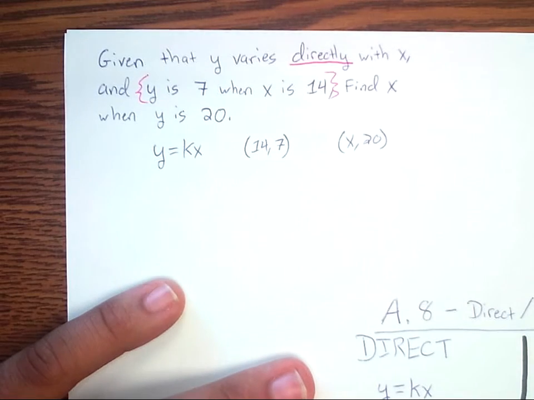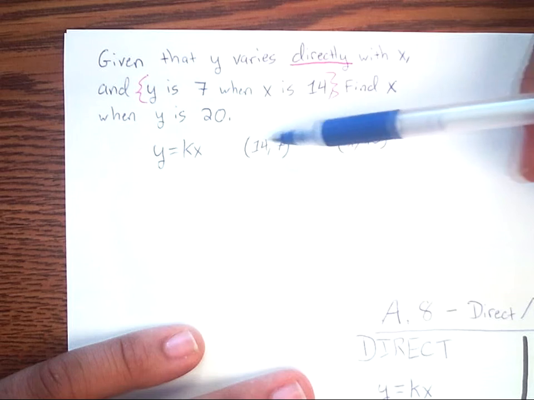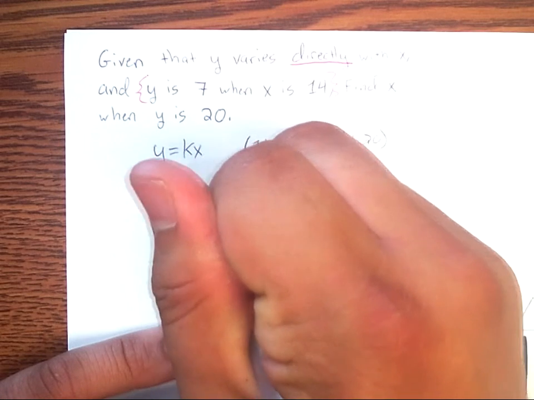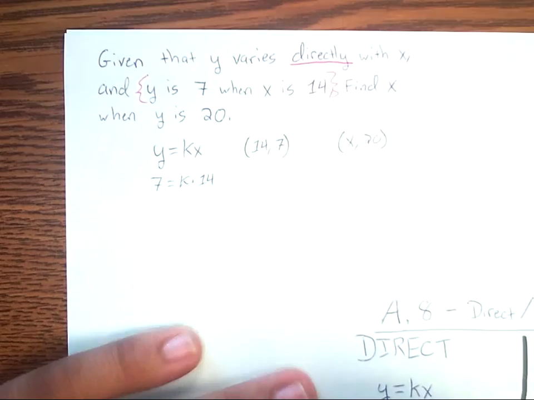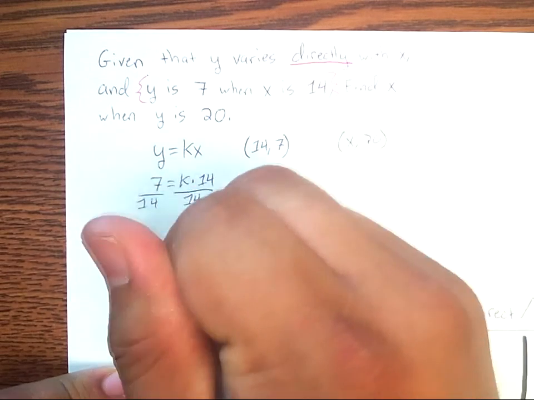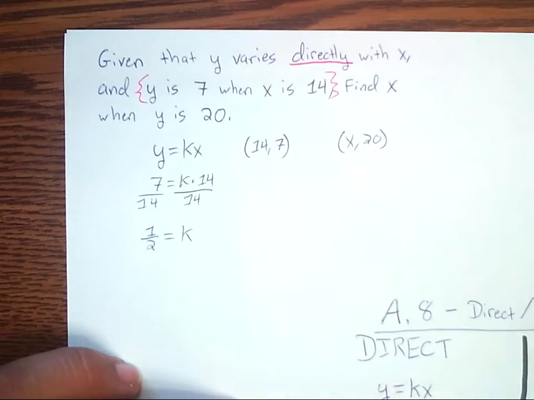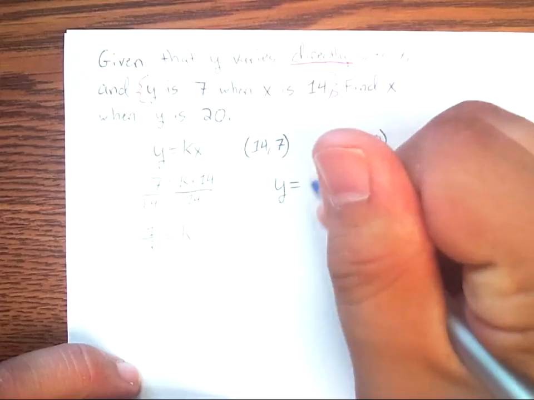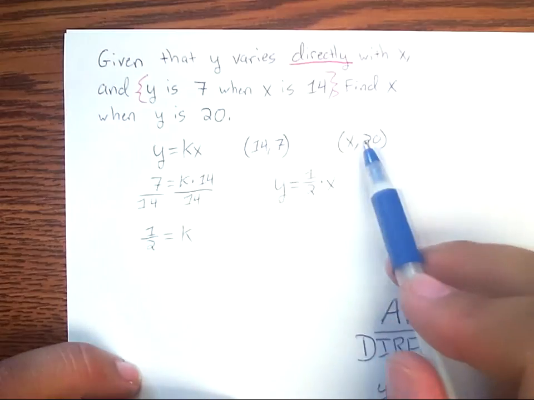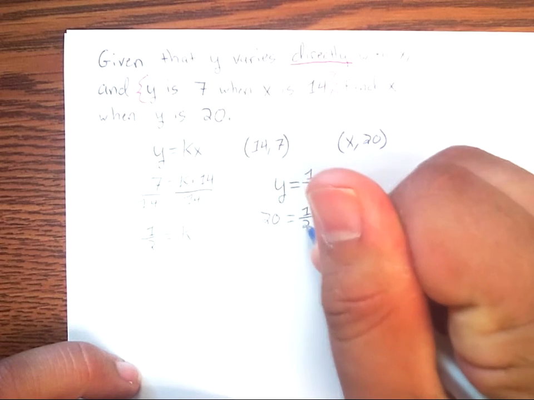The first thing we have to do is figure out what the constant is. Luckily they gave us an ordered pair, x and y, that we can plug in. So 7 equals k times 14. To split apart the k times 14, we divide both sides by 14, and we find that our constant is 1/2. Now we update our equation: y equals 1/2 times x. Since we're looking for x, we replace y with 20. So 20 equals 1/2 x.